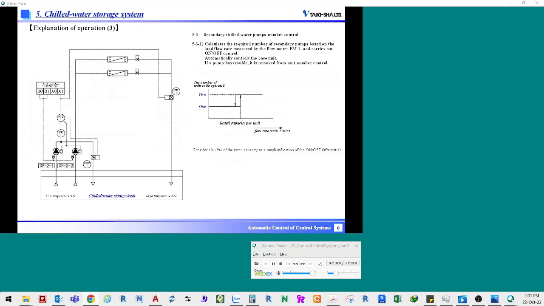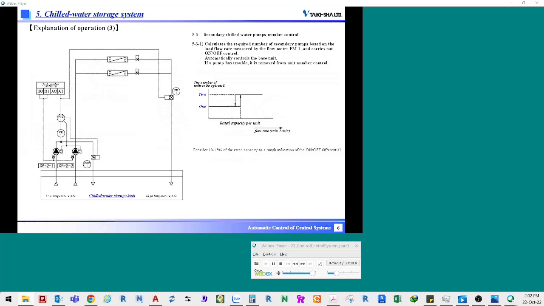The increment percentage to increase the number of secondary chilled water pumps in operation from 1 to 2 is approximately 100 to 105% of the rated capacity of one secondary chilled water pump. Set the on-off differential, that is, the difference between the increment percentage and the decrement percentage, to reduce the number of secondary chilled water pumps from 2 to 1. Consider 10 to 15% of the rated capacity as a rough indication.